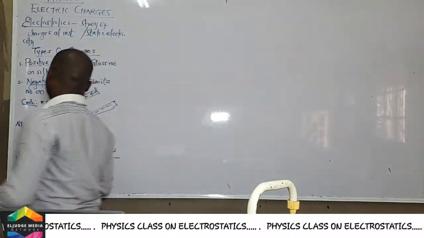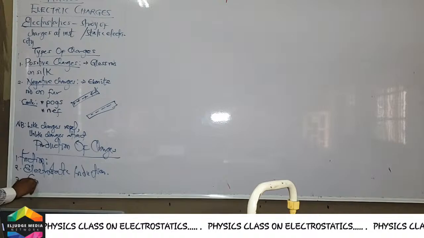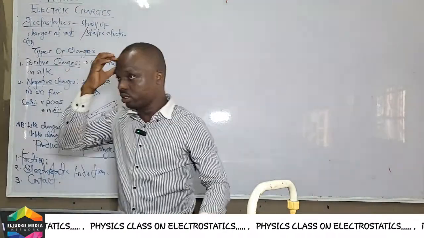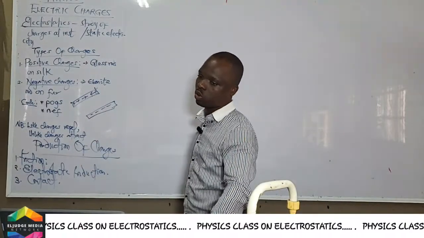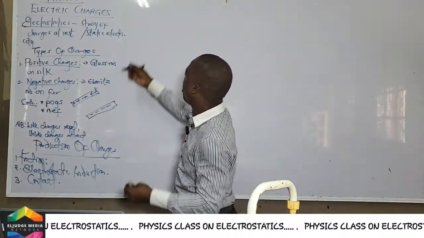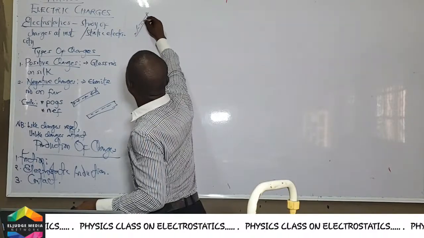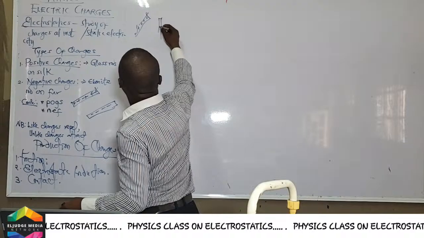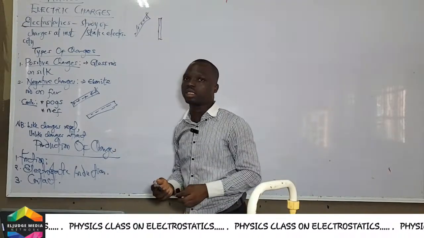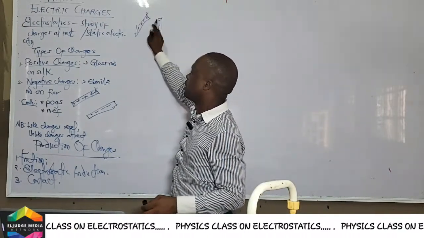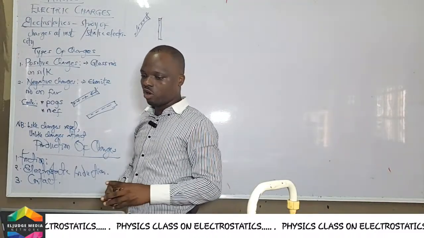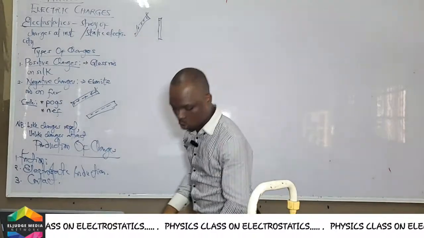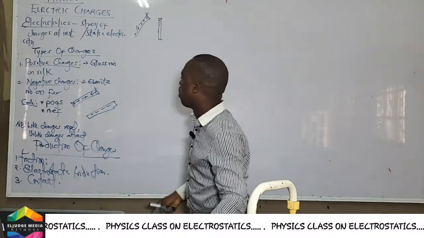Then the last way of producing charges is by contact. So this has to do with what? We are having contact between the two materials you want to charge. Maybe you have a positive charge, and you are bringing it close to an object that is not charged. When there is contact between them, there is going to be a kind of production of charges in this one. We are going to explain this better when we get to electrostatics and charging of materials.